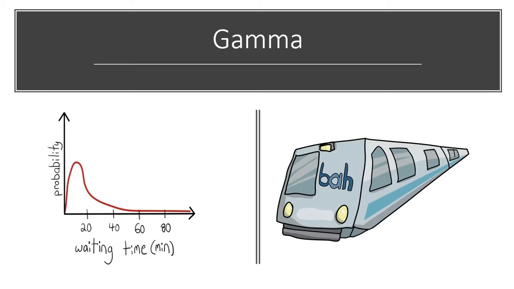Gamma distribution happens when we have positive variables that are really skewed or unbalanced. For example, wait times are often gamma distributed. If we're waiting for the train, and we know trains are supposed to come by every 20 minutes, there's a strong probability that we'll be on the train in about 20 minutes or less.